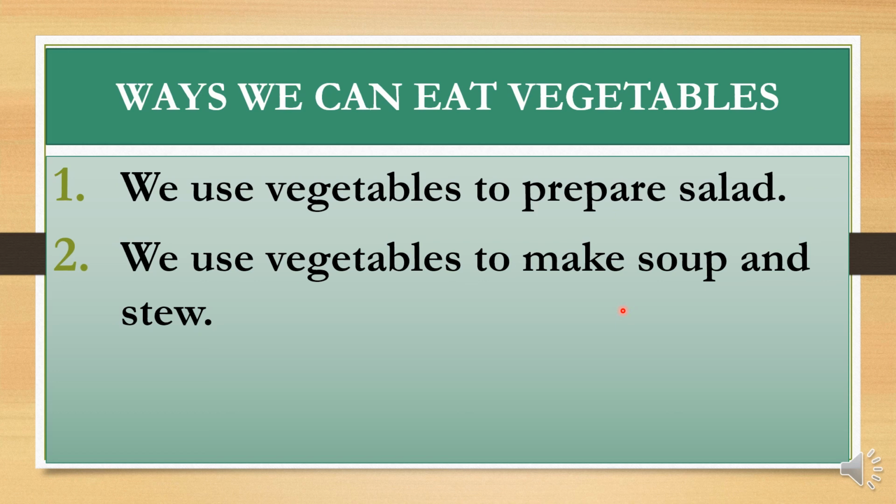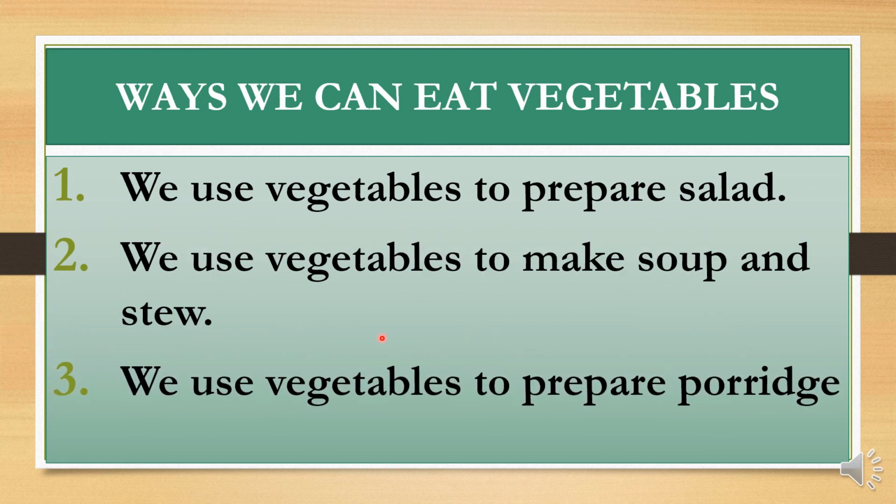Alright, these are ways that we can eat our vegetables. Also, we use vegetables to prepare porridge. Your porridge yam, your porridge plantain, your porridge potato. You use what? Vegetables to prepare them. Either you use scent leaf, or the one we call the green, or pumpkin leaf. Some even use garden egg leaf to prepare their porridge. So these are ways that we can eat our vegetables.